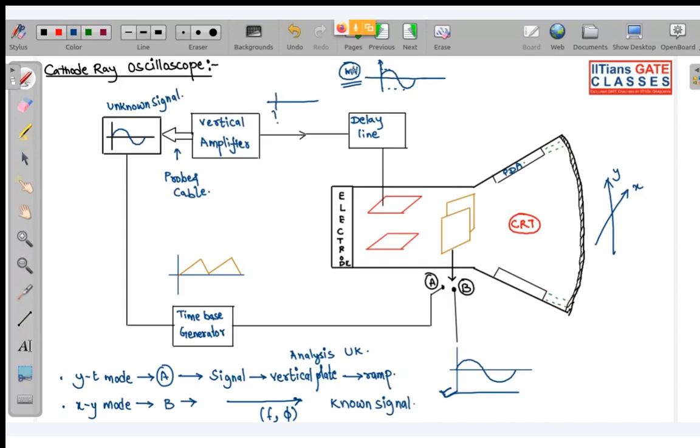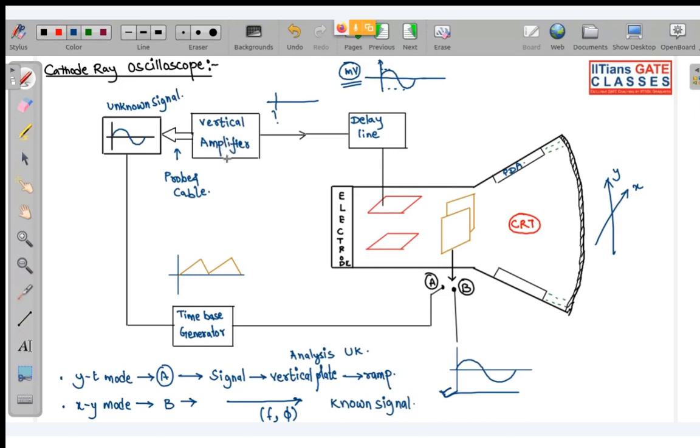Phase difference means, let me ask you in simple language, will there be any delay in the signal between here and here? Will there be delay in signal? Because there are different components working in your amplifier, obviously there is going to be some delay, and that delay is not going to be negligible.